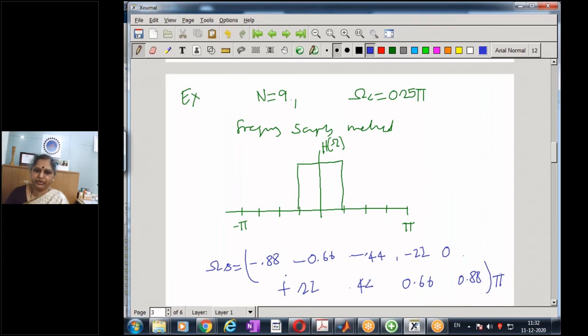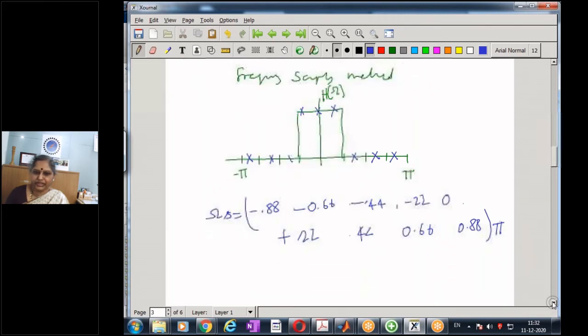Now when I look at it, 0.88, 0.66, 0.44 are in the stop band. 0.22, 0, and 0.22 are going to be in our pass band. So when I take my samples, I have samples at minus 0.88, minus 0.66, minus 0.44 which are 0, then a 1 at minus 0.22, then of course at 0, and at 0.22. And again at 0.44 it's a 0, and at 0.66 and 0.88 it's a 0.